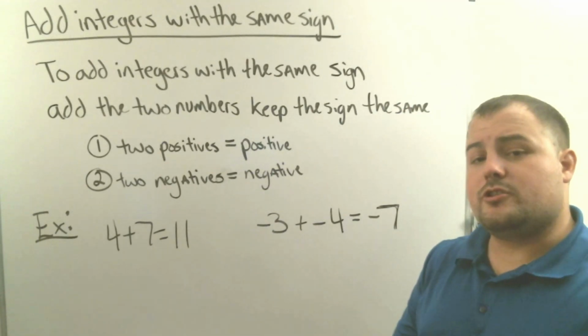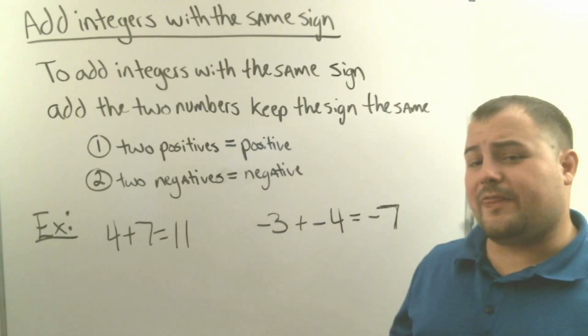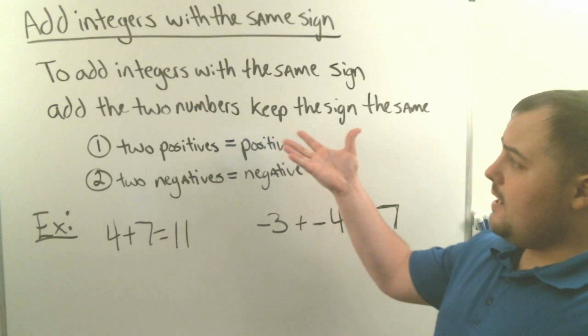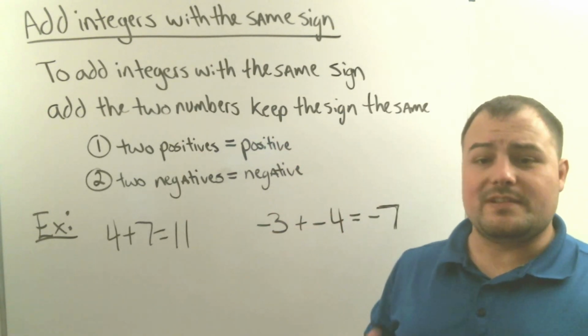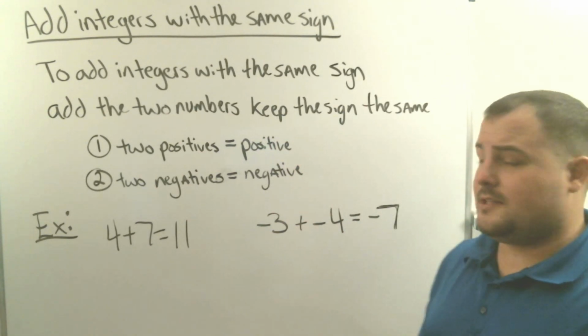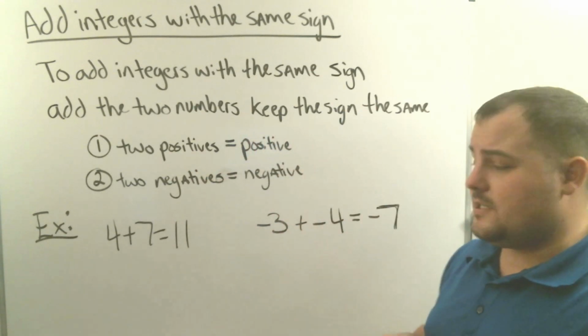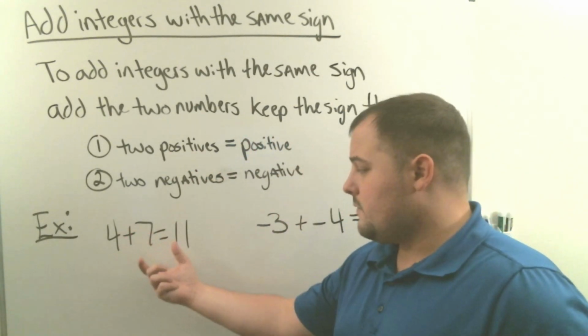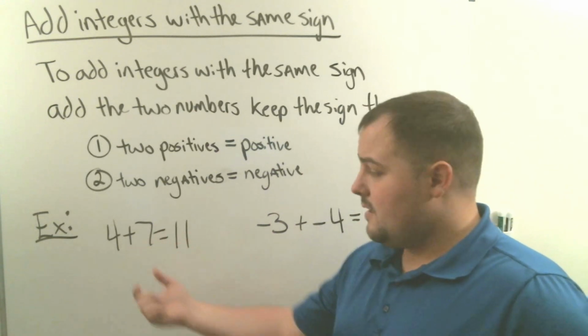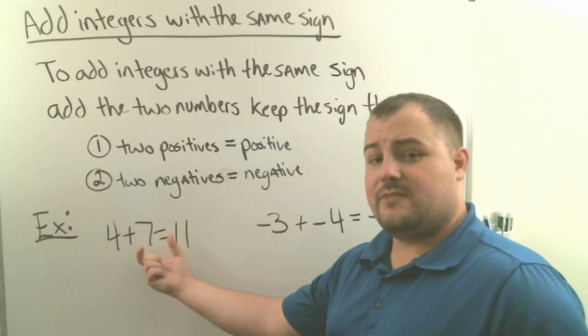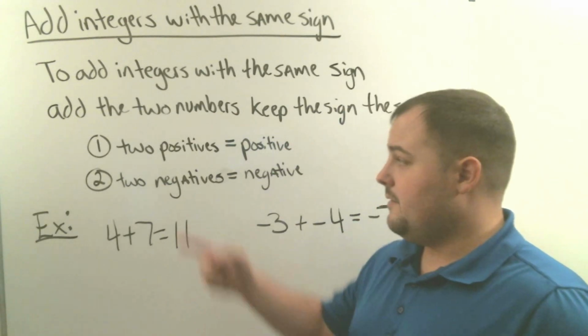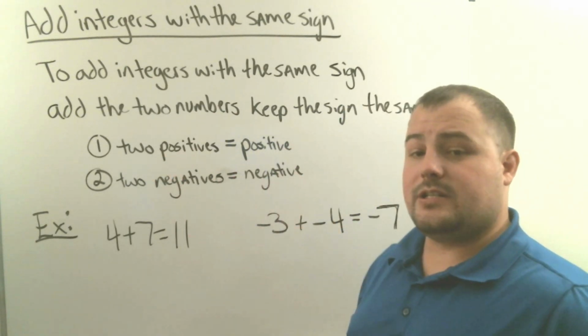One of the things that we're going to talk about is adding two integers with the same sign. To add integers with the same sign, all you do is add the two numbers and keep the sign the same. So, if I'm adding two positives, my answer should be positive. 4 plus 7 is 11. That's a positive 4 plus a positive 7 equals a positive 11. Two positives equal a positive.